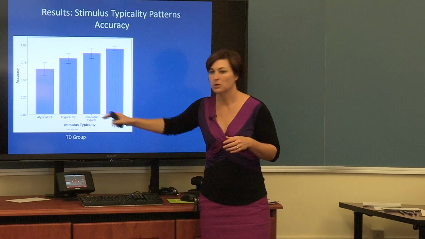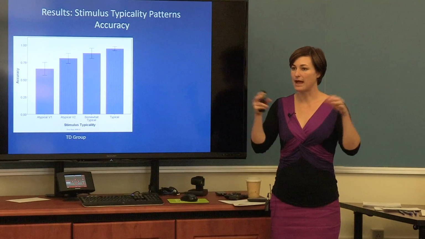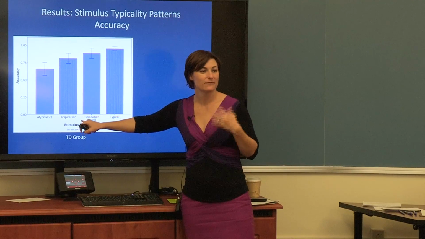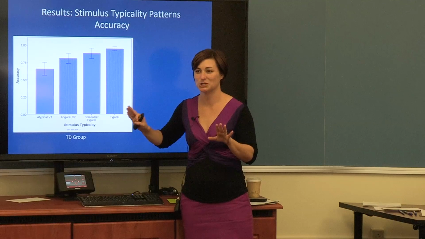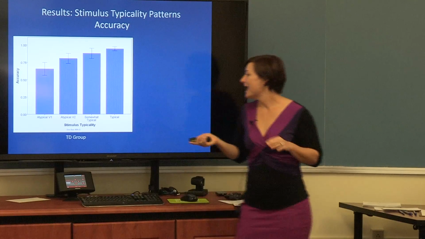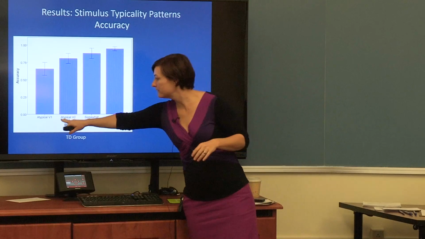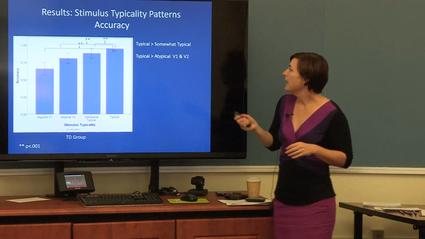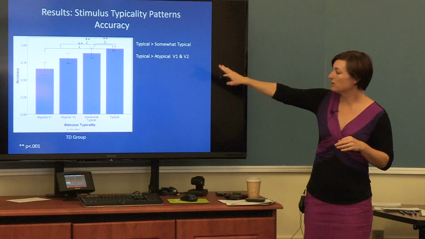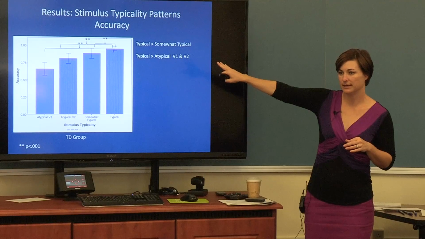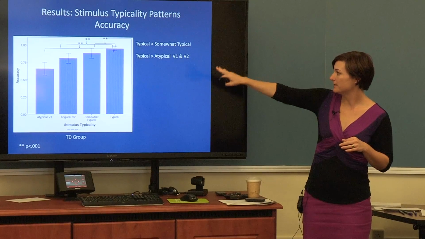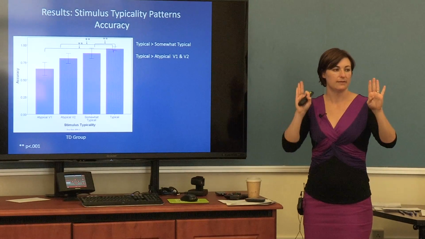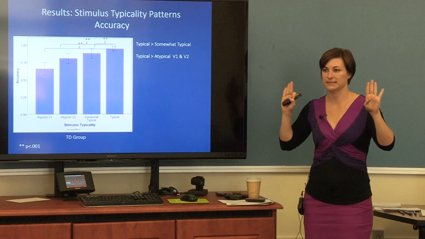For the typically developing group, when we look to see whether or not we could collapse across visit 1 and visit 2, there is a significant difference in their accuracy for the atypical stimuli between visit 1 and visit 2, so we didn't collapse those. And so here we've got atypical at visit 1, atypical at visit 2, somewhat typical, and then typical. And what we see is that when they see typical stimuli, they are more accurate than the somewhat typical stimuli. And they're also more accurate when they're presented with typical stimuli than atypical stimuli at visit 1 or visit 2.